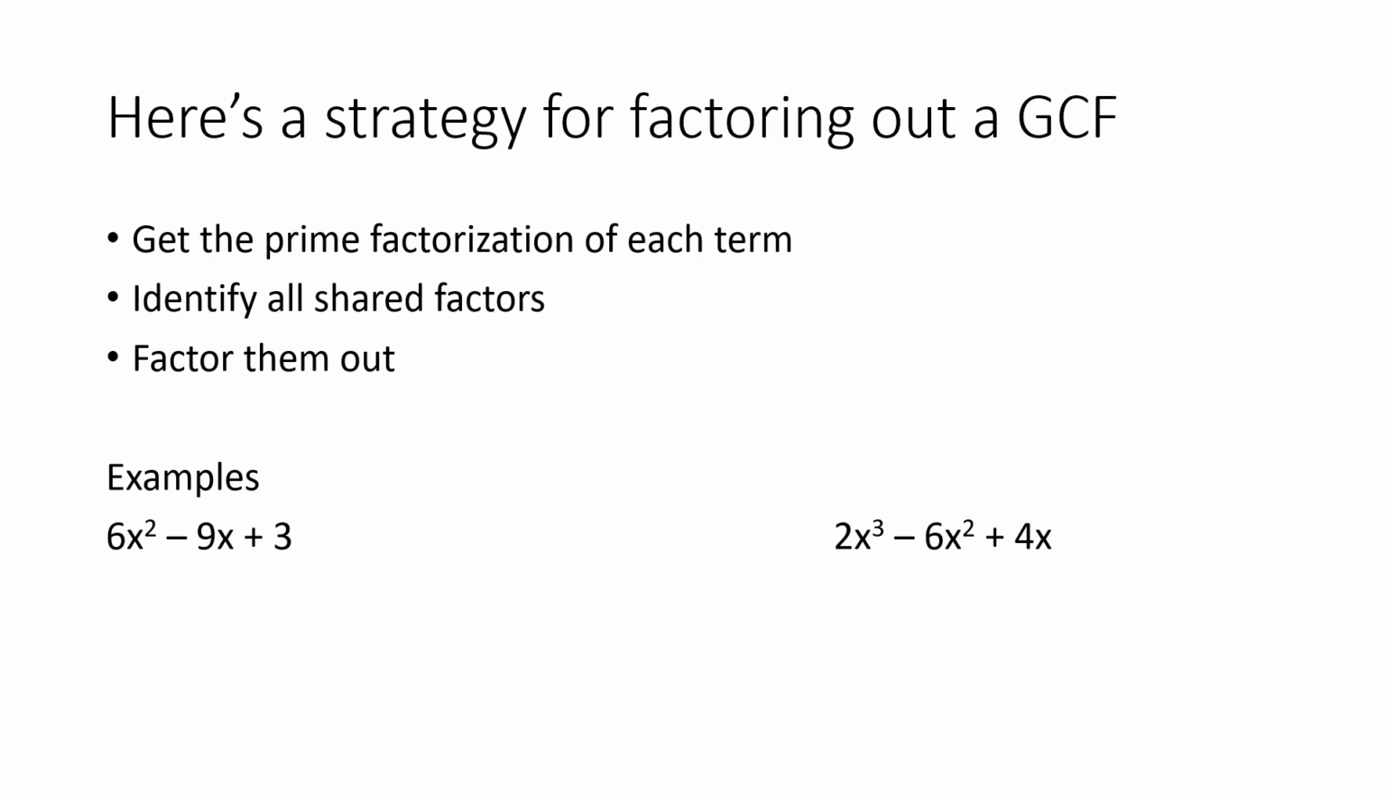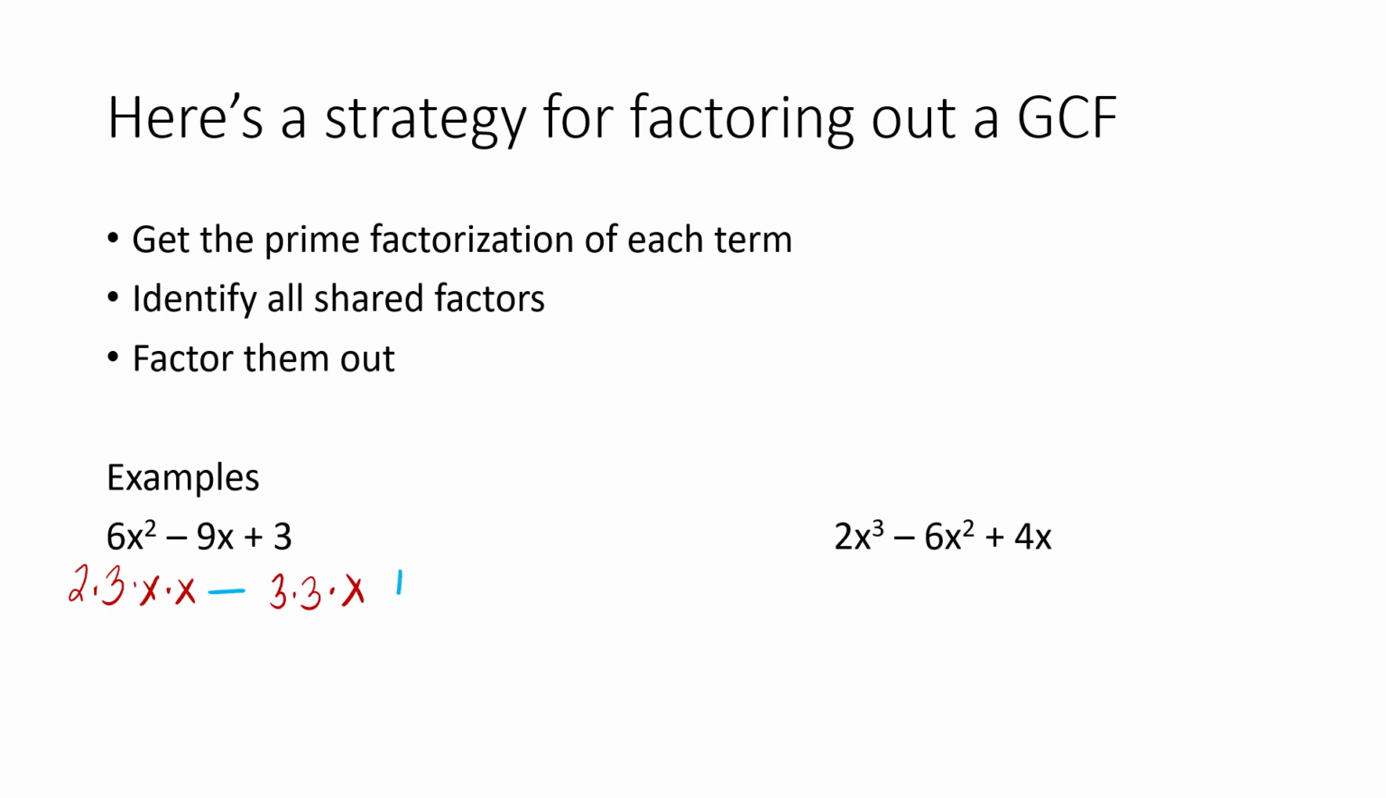In this first example, we have 6. Well, 6 can be factored into 2 times 3. And then we have x squared, which can be factored into x times x. And for clarity, I'm going to use a different symbol, a different color there for the operator. 9 can be factored into 3 times 3. And then we'll have times x.